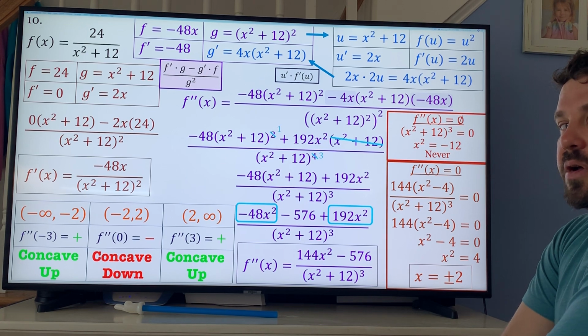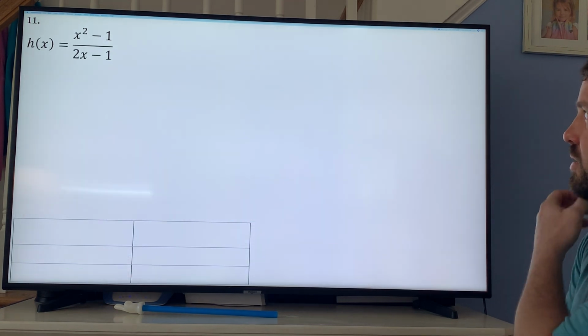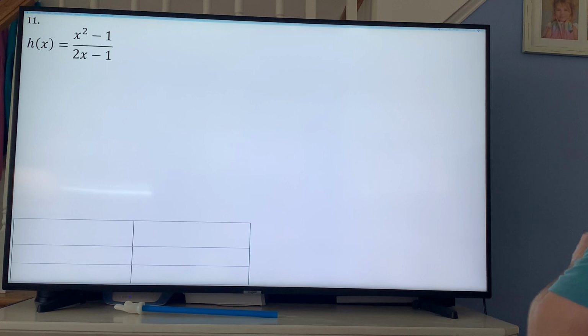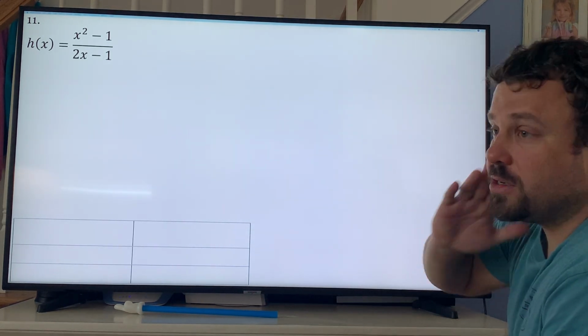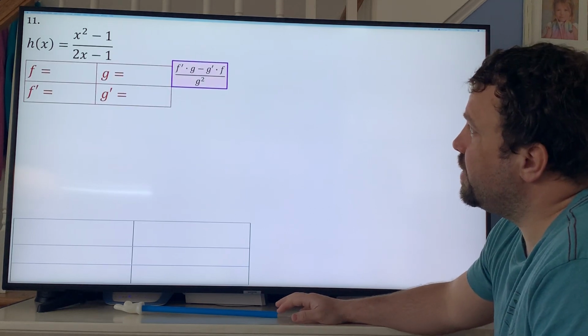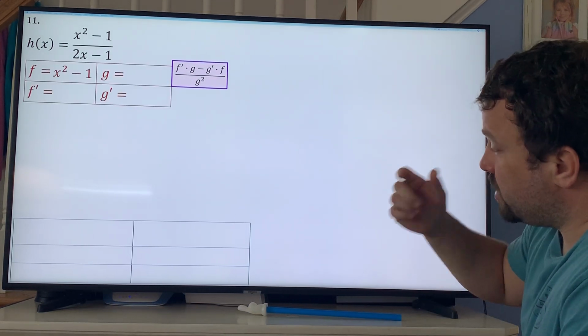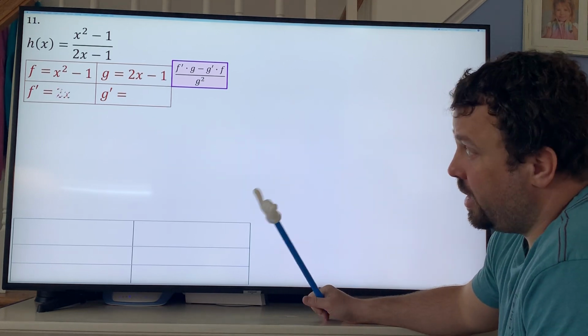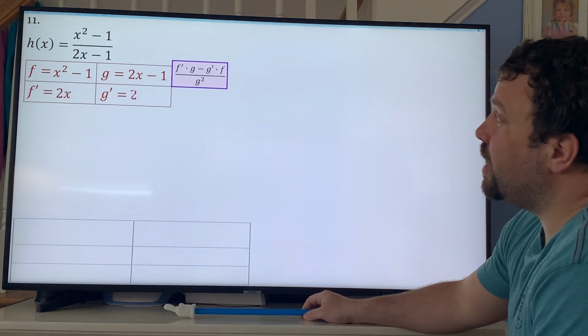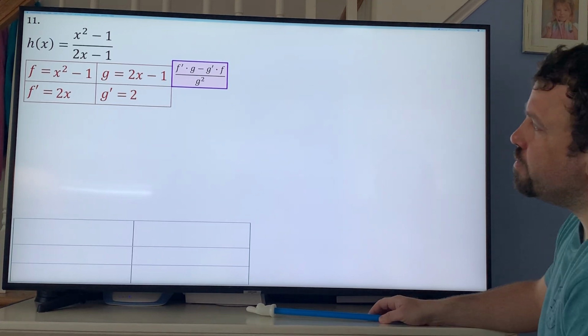All right, hopefully no questions yet. You're doing good? All right, let's move on to problem number 11. All right, so derive it, I will explain it. Here we go. f equals x squared minus 1. g equals 2x minus 1. f prime equals 2x. g prime equals 2. All right?